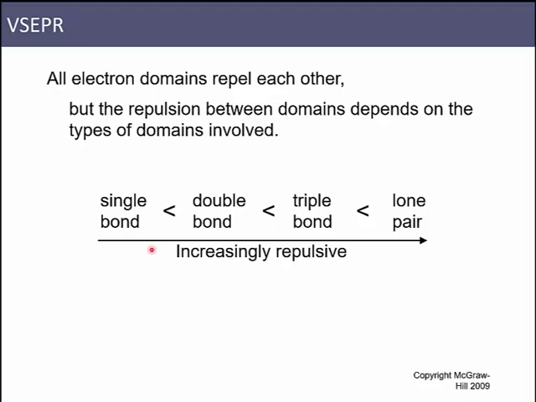involved. So a single bond is going to be less than a double bond, which is going to be less than a triple bond, which is going to be less than a lone pair, right? So your single bonds are going to be closest to ideal. Your lone pair is going to take up more volume than expected, with double bonds and triple bonds taking up increasing amounts relative to the single bond.